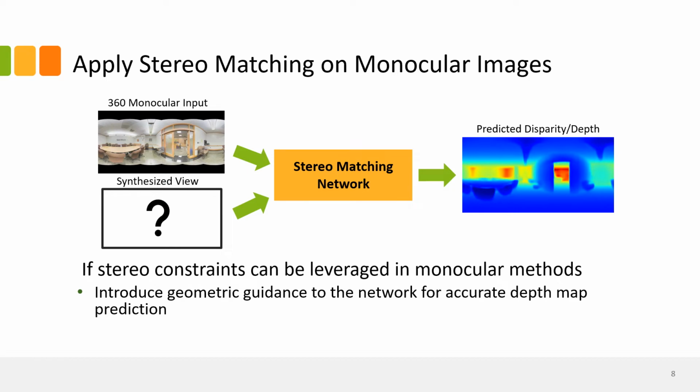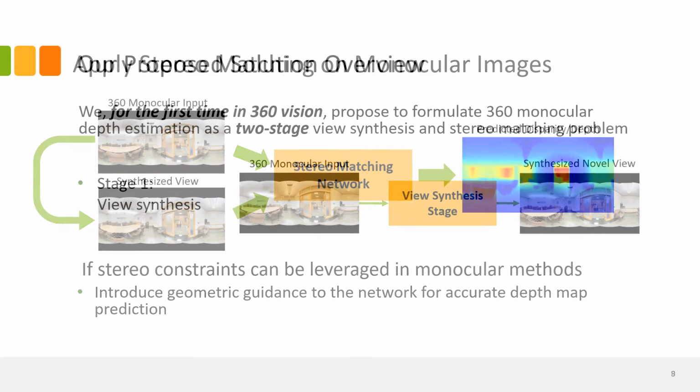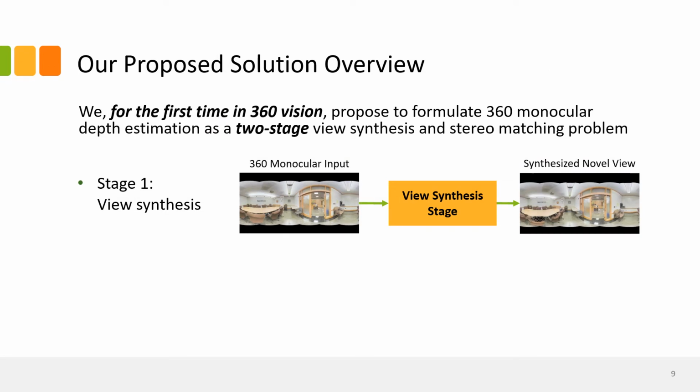How about we synthesize novel views from the monocular input first, and then apply stereo matching on the new images together with the original one. Through this, we can leverage the stereo constraints to provide geometric guidance to the network for a more accurate depth estimation. We, for the first time in 360 vision, propose to formulate 360 monocular depth estimation as a two-stage problem, including view synthesis and stereo matching.